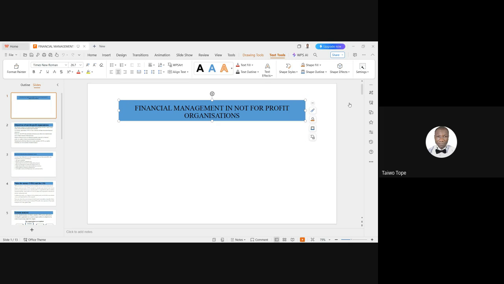In not-for-profit organizations, there are various organizations that are not out to make profit. They are just out to provide essential services to the people, to the masses, without the motive of making profits. And such organizations are termed not-for-profit organizations. I'm using the word as the syllabus has put it, instead of saying non-government organization, or instead of saying NGO. So I'm using the word as it is put in the syllabus: financial management in not-for-profit organization.